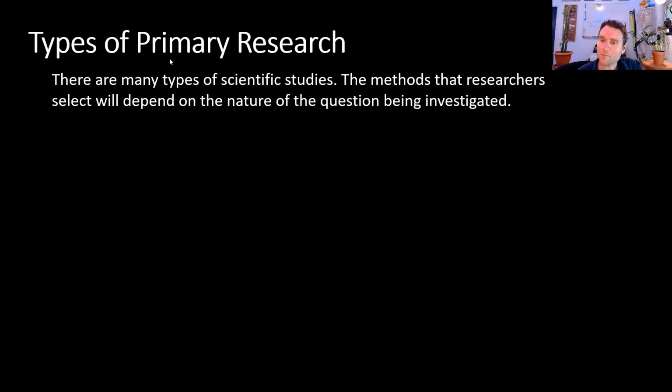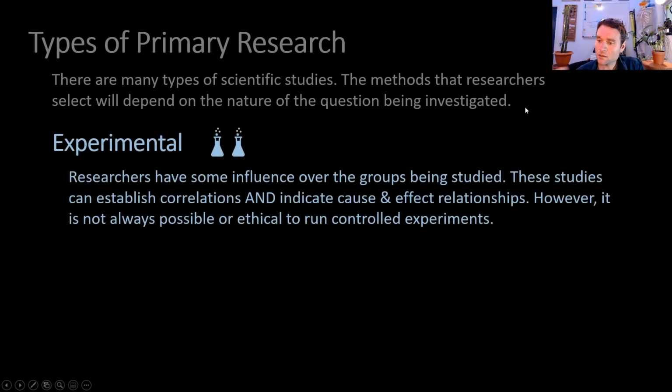So, types of primary research. There are many types of scientific studies. The methods that researchers select will depend on the nature of the question being investigated. But we're going to broadly create two groups here: experimental types of studies, and hopefully this is what all of your primary research papers will be looking at. I'm hoping for some experiment papers.